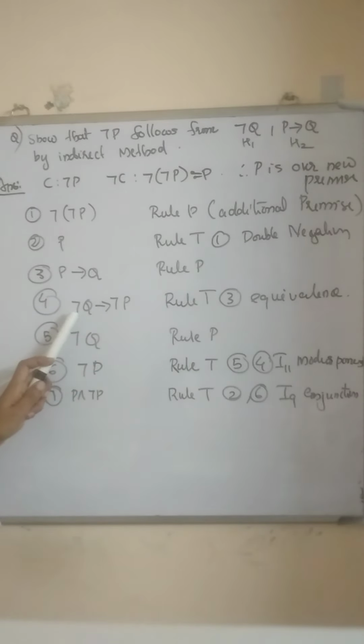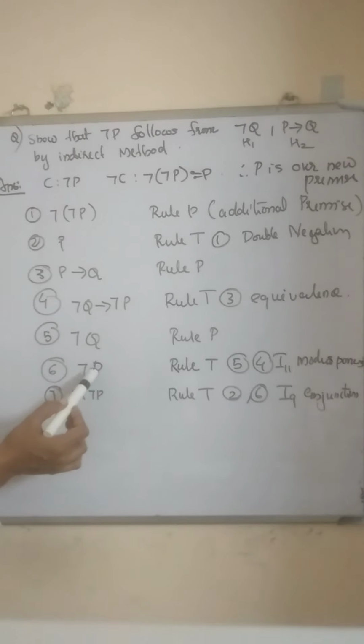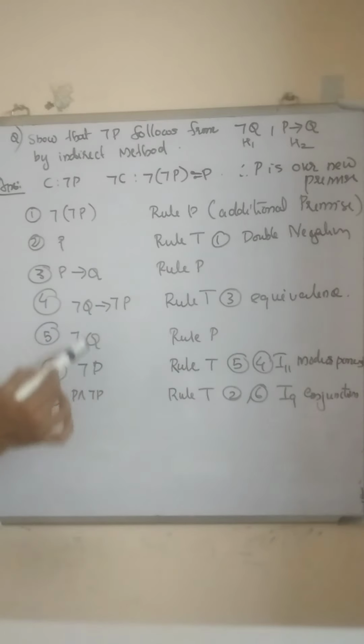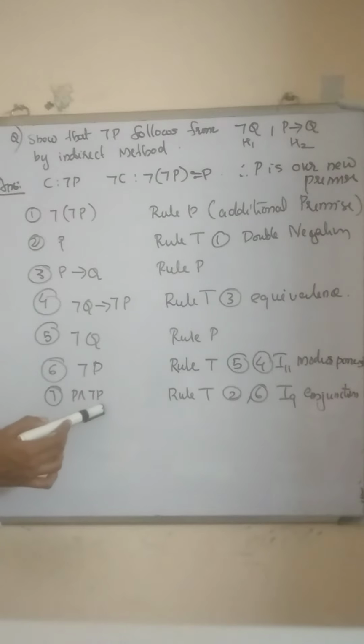Next we introduce the first premise, negation Q. Negation Q, comma, negation Q conditional negation P gives negation P by modus ponens. Then by 2 and 6 we get P and negation P conjunction. So we arrive at a contradiction. P and negation P is a contradiction.